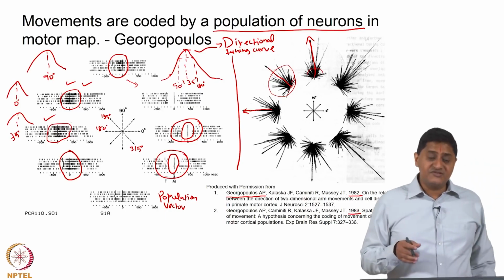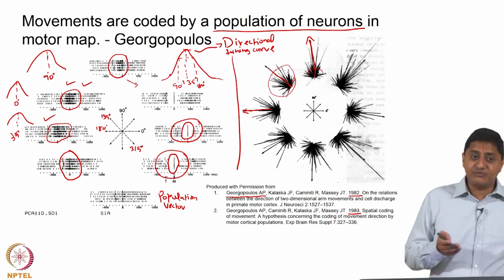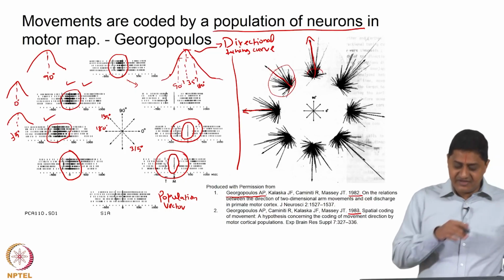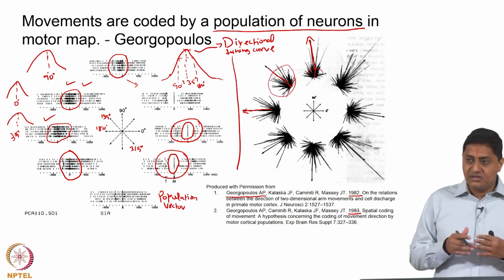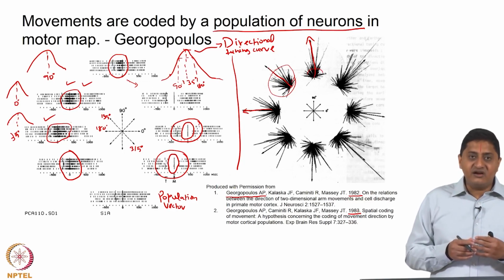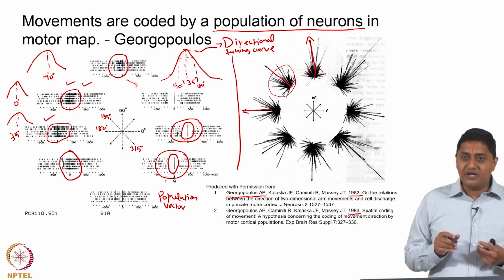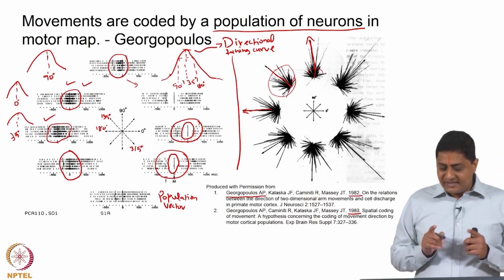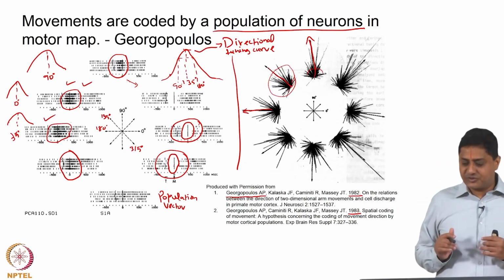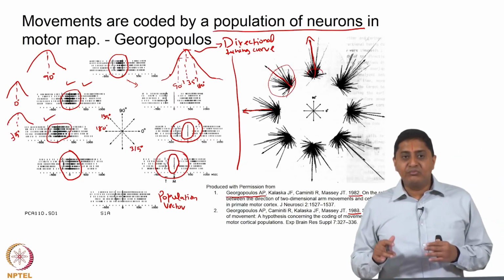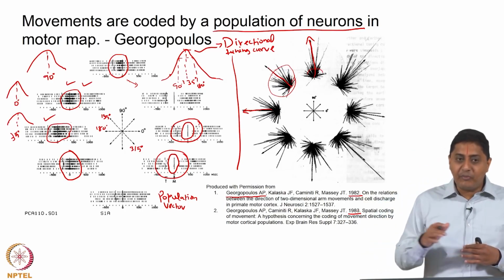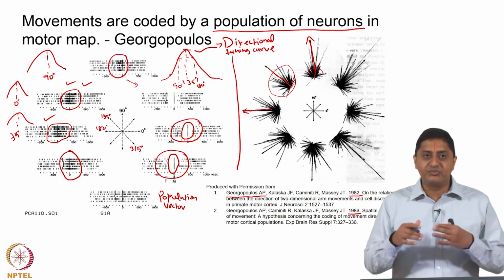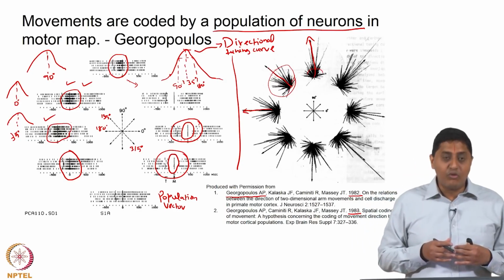Note also how this varies in contrast with what we saw in the previous class. In the previous class what we saw was that Edwards showed that activity of specific muscles is encoded by individual neurons. The fundamental difference between that approach and this approach is that in this case multiple neurons are recorded and their population activity is what is being used to predict the movements.